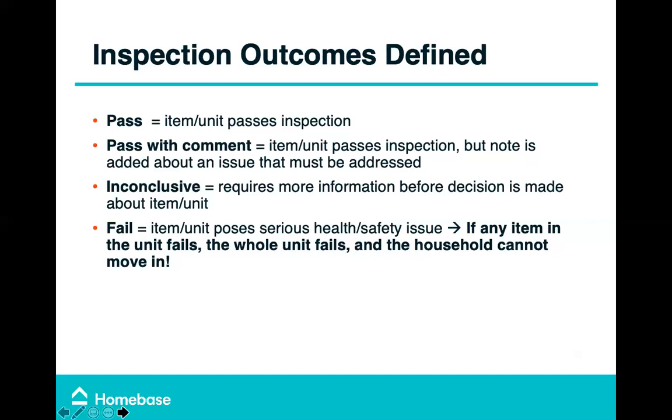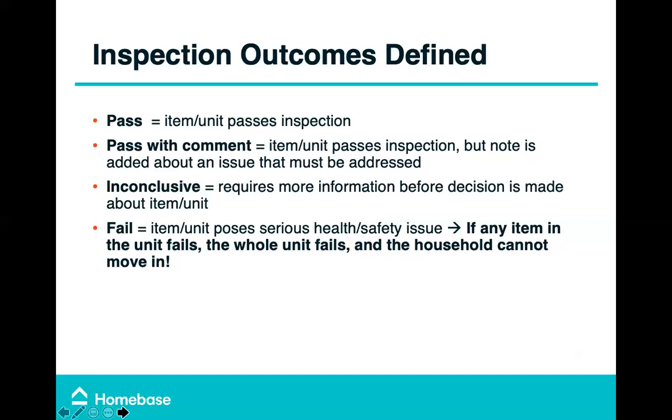That makes sense. So pass means that the unit or the item passes inspection. Pass with comment means that the item or unit passes inspection, but a note is added about an issue that needs to be addressed. It's not a deal breaker, but it's something that the landlord should fix, for example, scratches in the floors. Inconclusive means that the inspector needs more information. For example, if the landlord has told them that a piece of equipment is on the way, or if they were unable to check something because they didn't have access to it at the time of the inspection.